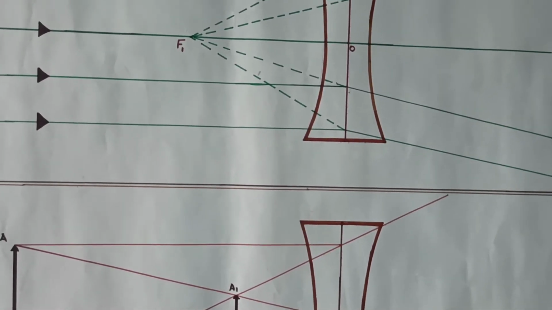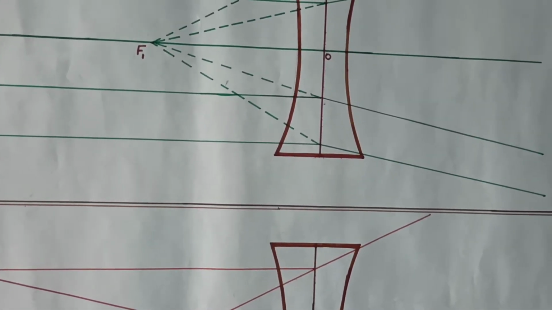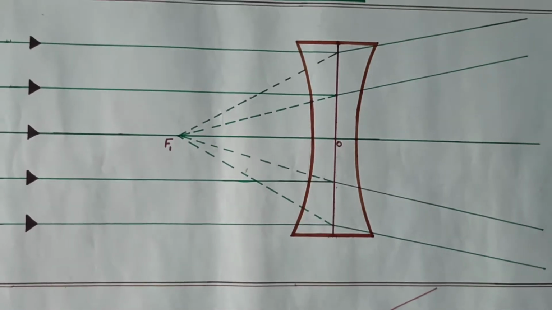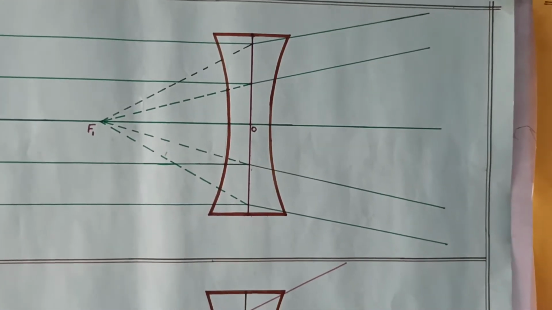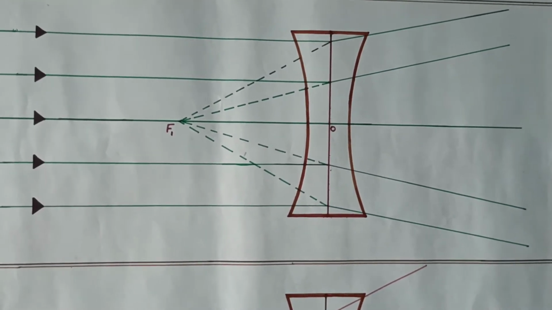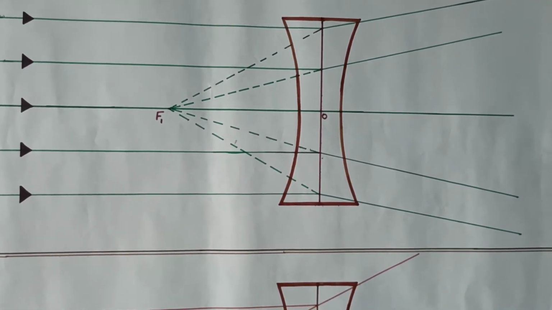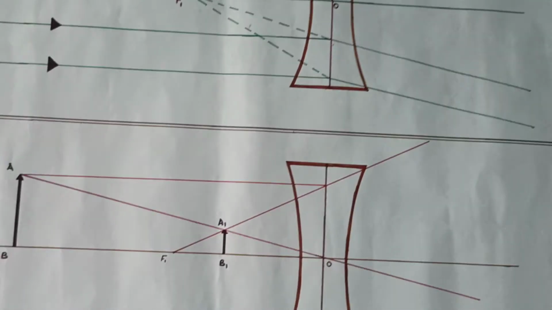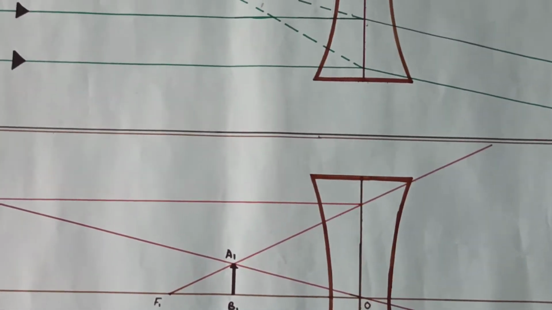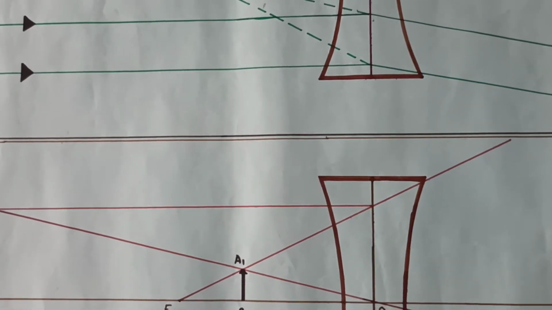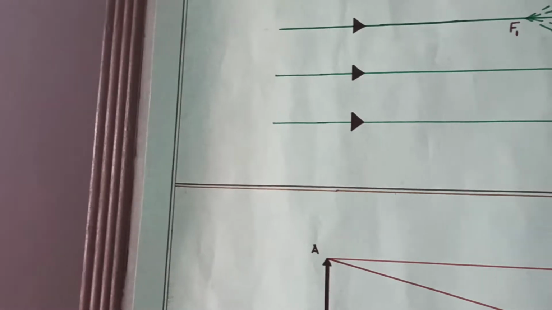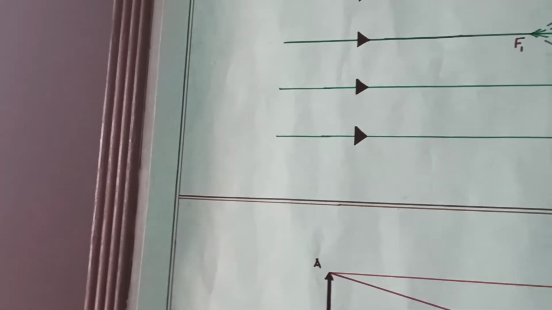So now we are going to discuss the next type of lens, that is the concave lens. In a concave lens you find only two points given: one is when the object is placed at infinity, and the second is when the object is placed between infinity and the optical center. When the object is placed here, this is the image.